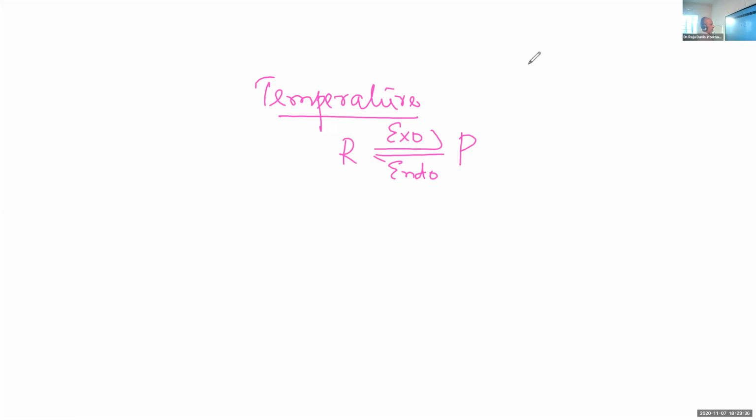In a reversible change, if one reaction is exothermic, the other is endothermic. For example, if the forward reaction is exothermic, then the backward reaction, the reverse reaction, is endothermic. Now let us think of the role of temperature on equilibrium.